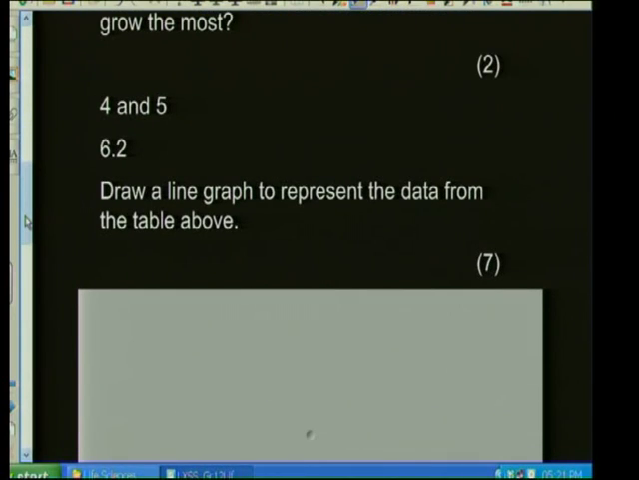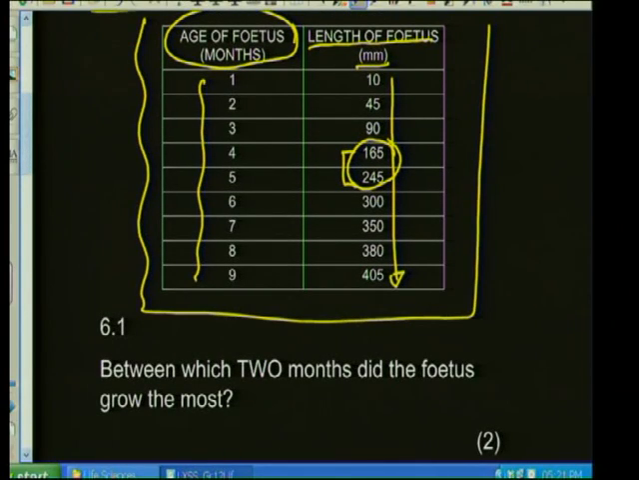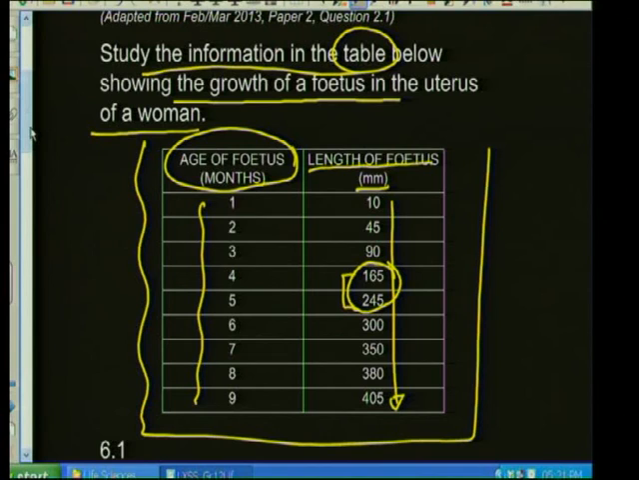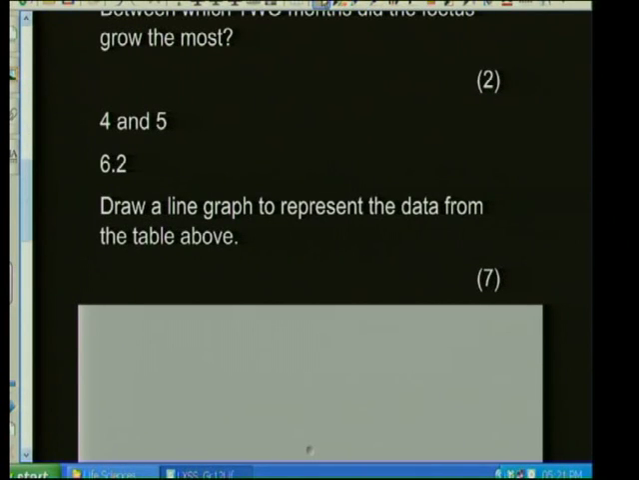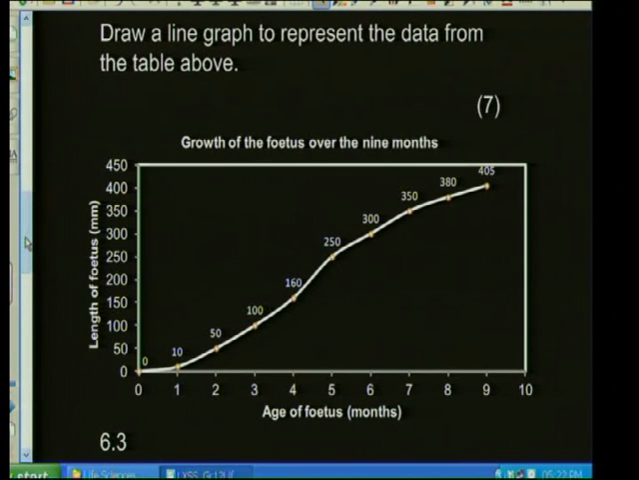Draw a line graph to represent the data from the table above. In other words, they've given you this data, and they want you now to take this and plot it on a line graph. Look at this here: the growth of a fetus in the uterus of a woman over time. That wasn't given there, but watch why I put that there. That becomes your heading. In the stem of the question, in the stem of the table, wherever you're going to find it, the heading comes from there.